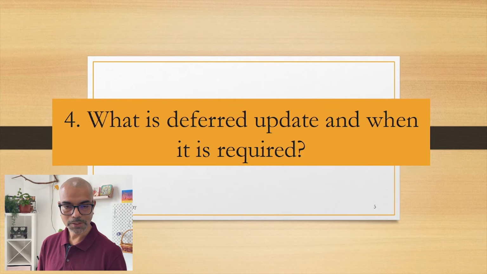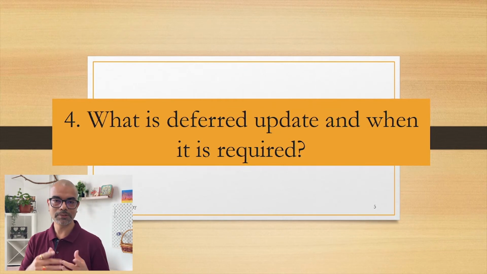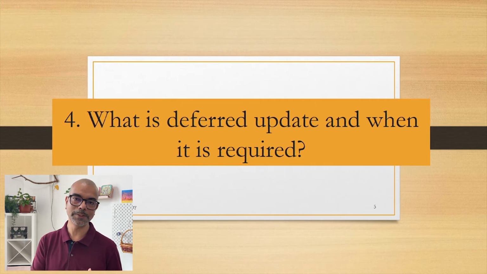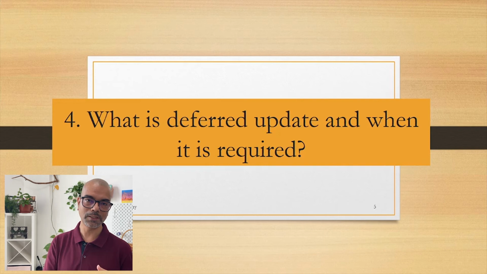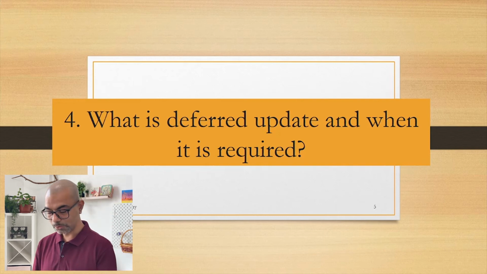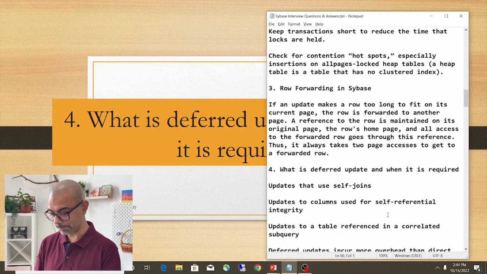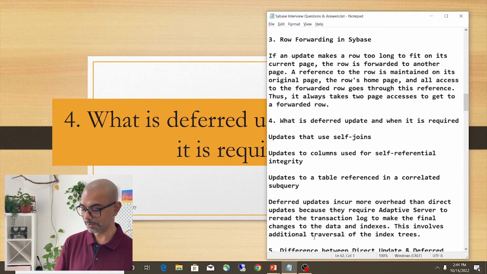Now when is it required? When these kinds of conditions are there, as I said, you are updating the primary key with a condition on the primary key, or you have referential integrity, or you have a foreign key. In those cases we need to perform this operation. Also when you have self joins, self referential integrity, or a table reference in a correlated subquery. All these places we need to have a deferred update.